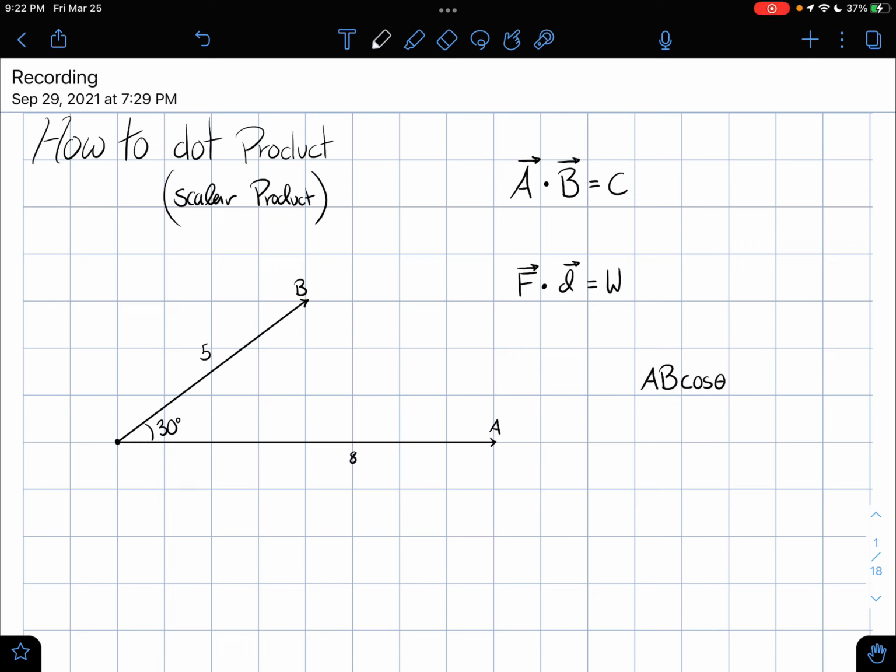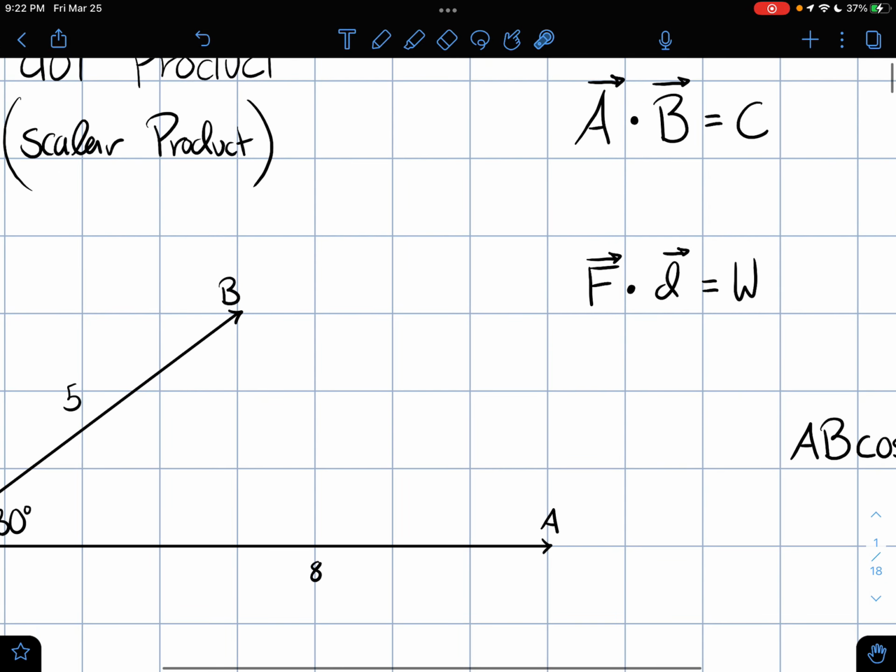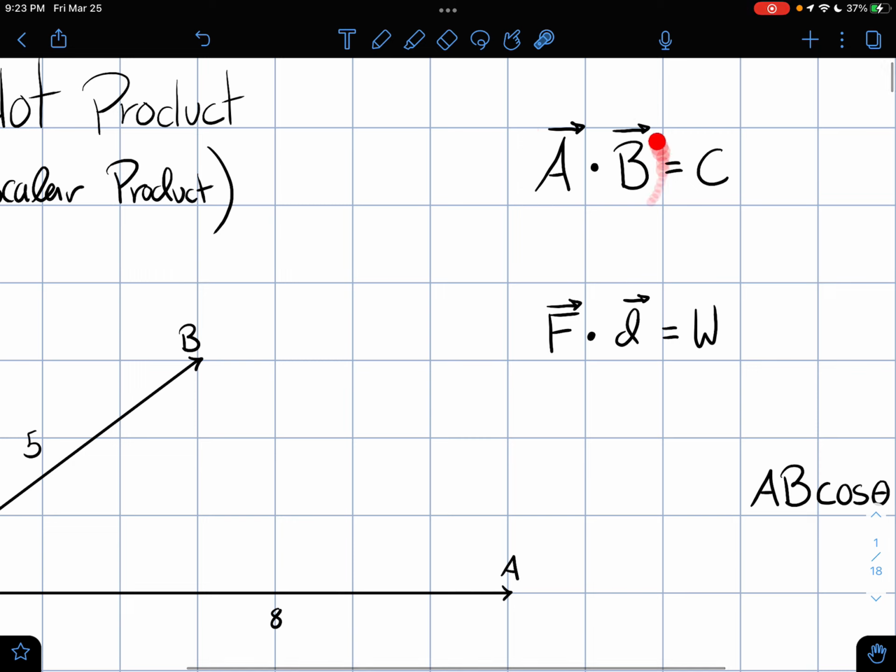Alrighty, y'all. Today we're taking a look at how to take a dot product. In this video, I'm just going to take a closer look at what a dot product is and generally how we've been applying it. So the dot product is also called a scalar product because really what we're doing is we're taking any two vectors and when we dot them together, the output is a scalar.